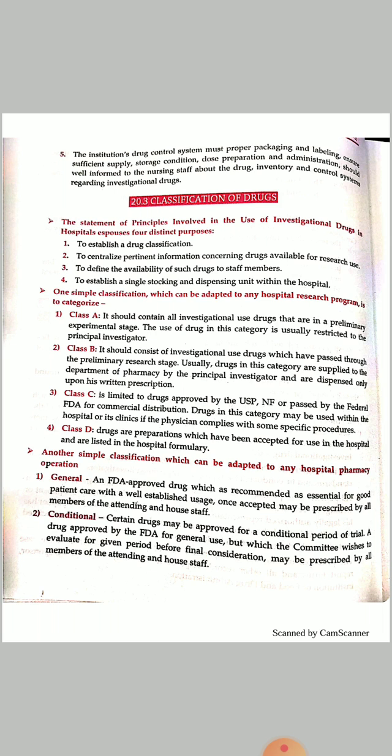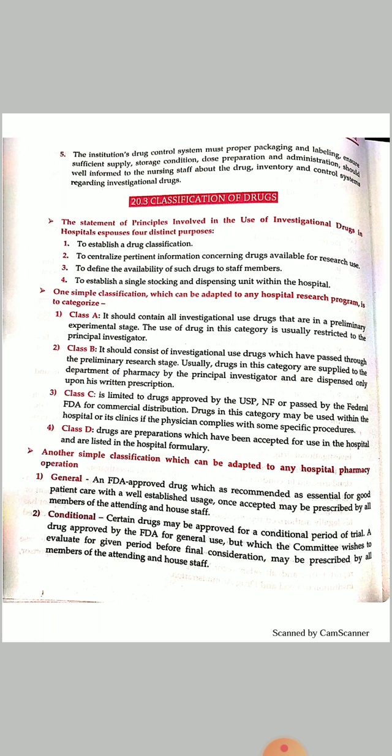First is class A. It should contain all investigational use drugs that are in the preliminary experimental stage, and the use of drugs in this category is usually restricted to the principal investigator. And class B should consist of investigational use drugs which have passed through the first stage. Usually, drugs in this category are supplied to the Department of Pharmacy by the principal investigator and are dispensed only upon his written prescription.